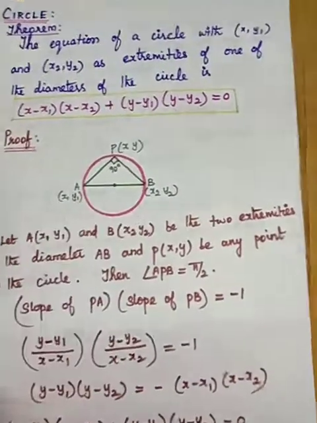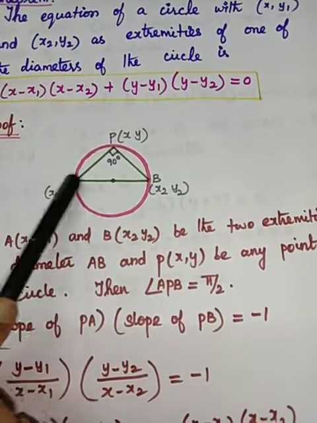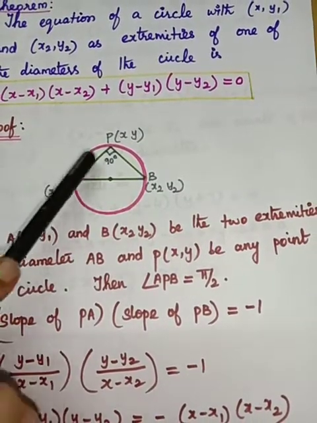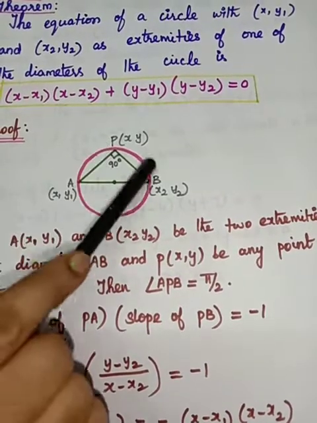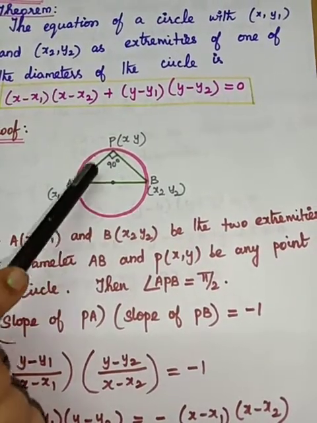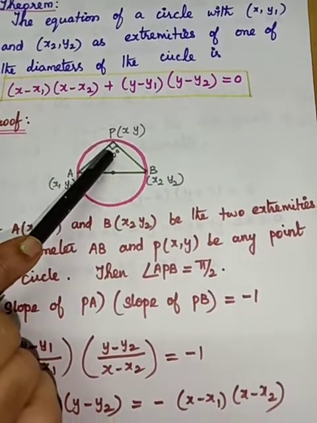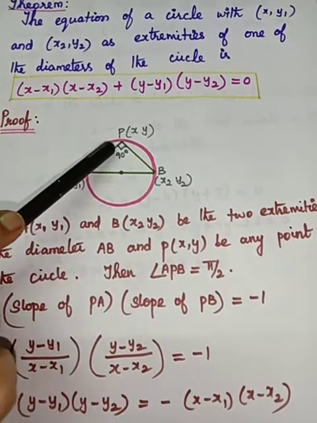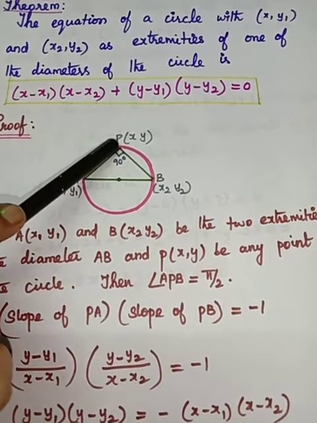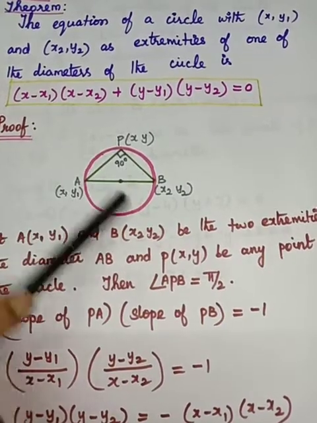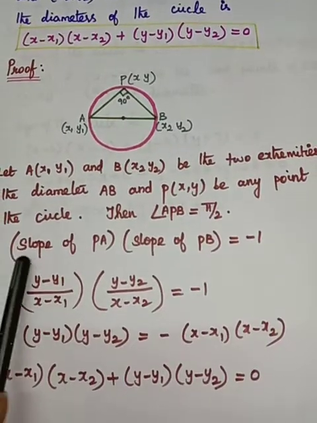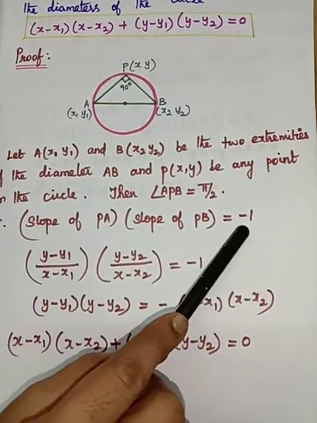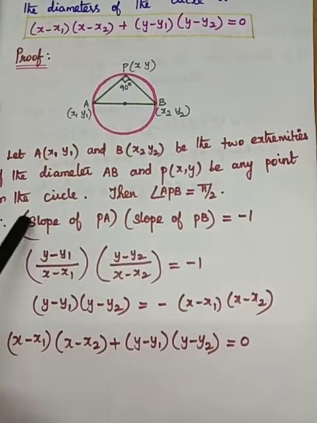See that the circle is drawn here. A and B are the two end points of this diameter AB, and I have taken a point P on the circumference of the circle. You know that the angle in a semicircle is a right angle, so angle APB is equal to 90 degrees. If it is 90 degrees, the product of the slope of PA and the slope of PB is equal to -1.